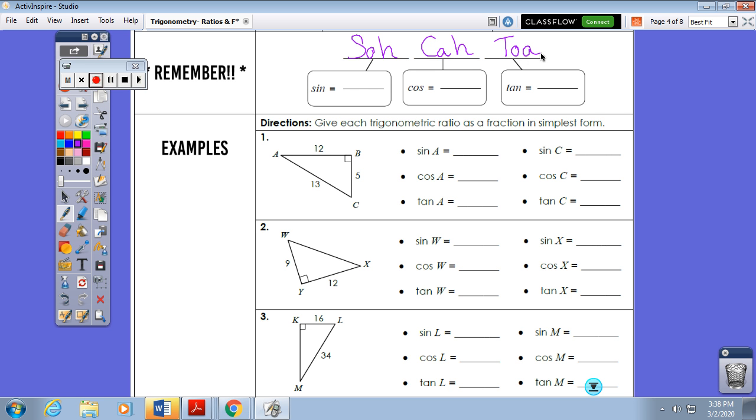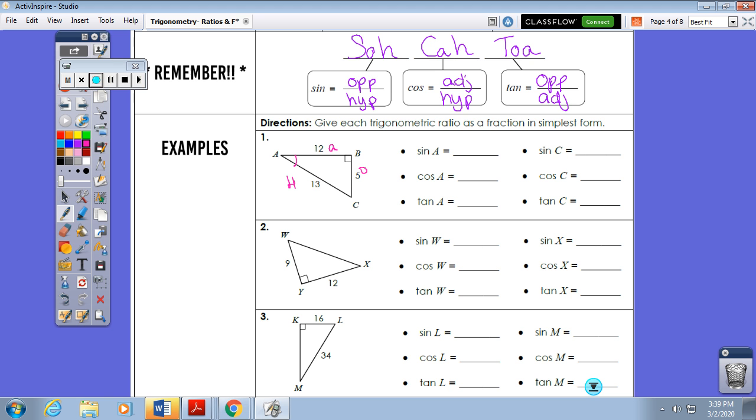If you don't remember what the O, the A, and the H stand for, you can fill it in as opposite over hypotenuse, and you can abbreviate it. You could do adjacent over hypotenuse. And then tangent, you can do opposite over adjacent, if that helps. I just usually use the shorthand. So if we are standing at A, this is my opposite, my hypotenuse doesn't change, and this would be my adjacent. I'll do each of those.